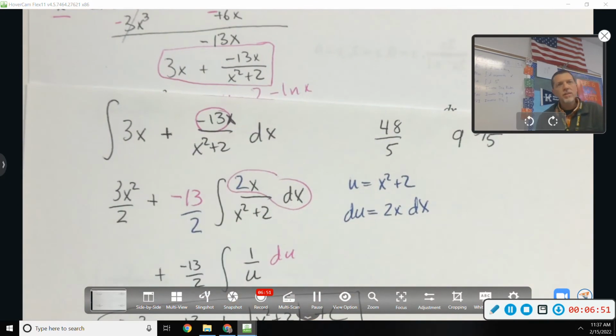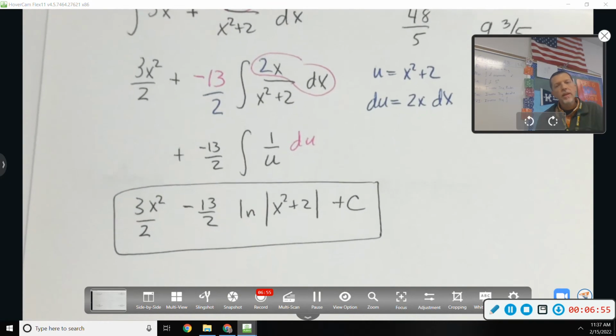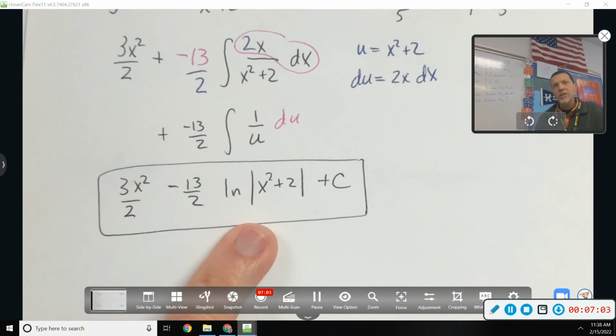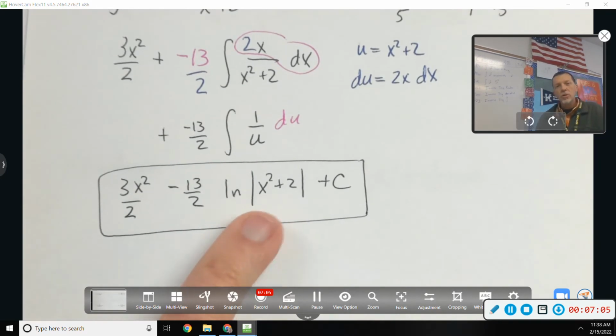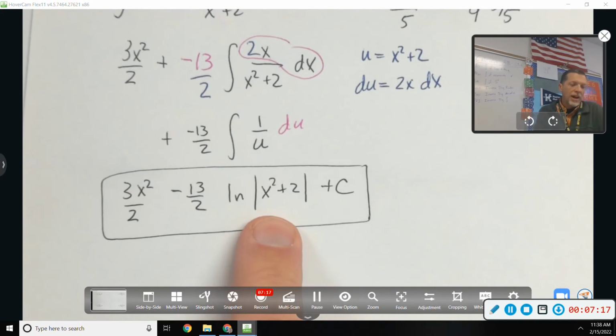So, why do we always put the absolute value bars for natural log? The incomplete answer is that you can't take the log of a negative number, so to prevent that, we put the bars on there. Now that's not really the mathematical justification for it, but it's how I remember to put them on there. Although this one you could get by without them because x squared plus 2 is always positive.